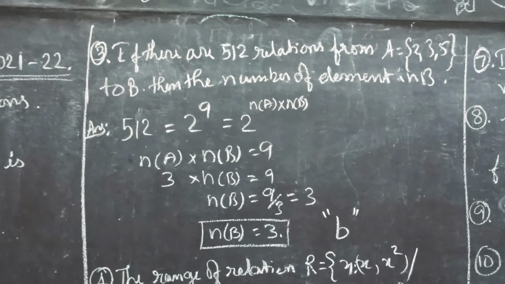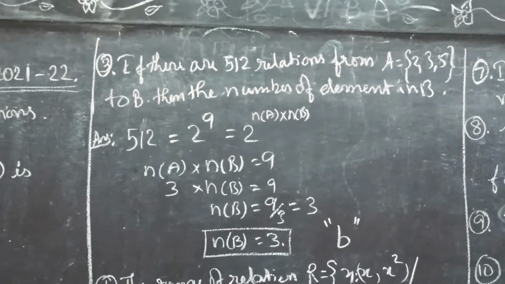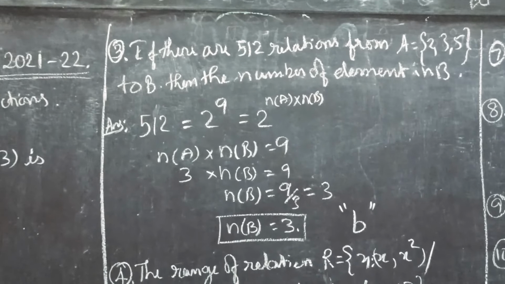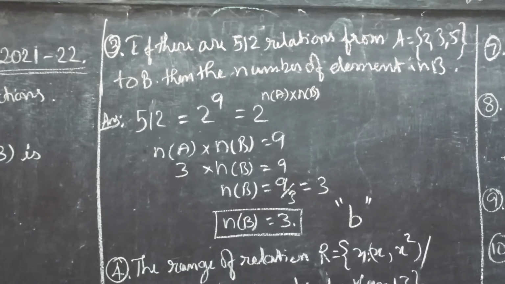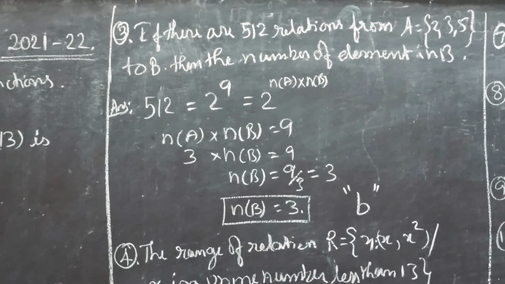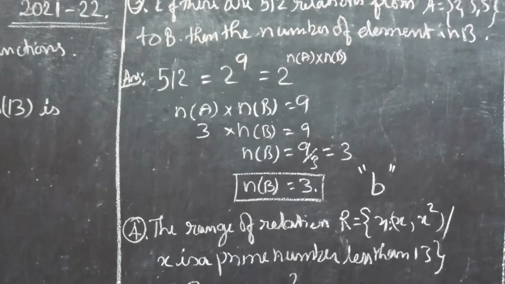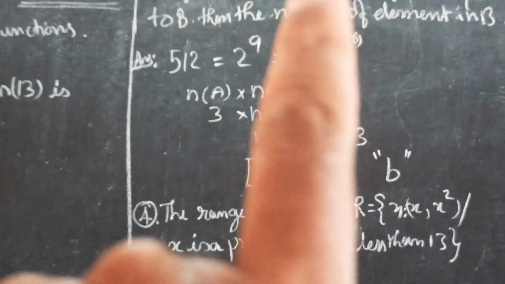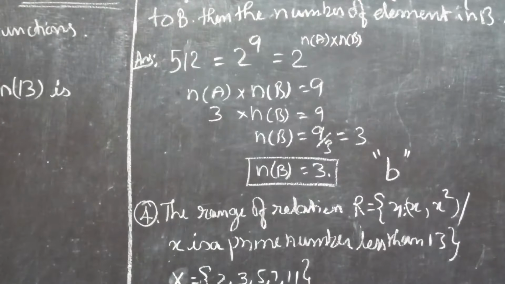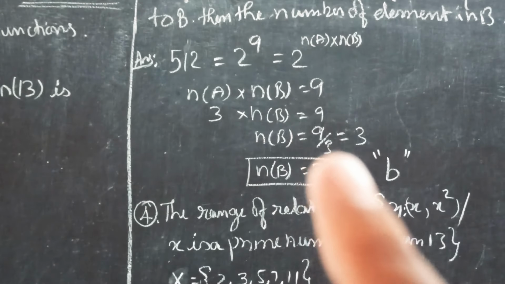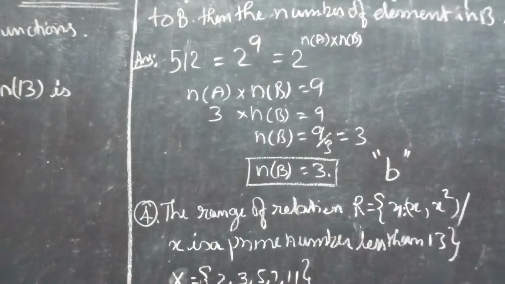Now we are in question number 3. If there are 512 relations from A = {2, 3, 5} to B, then the number of elements in B is? So as we know, the relations are 512, so it becomes 2 power 9. So this becomes 2 power n of A into n of B. So by comparing, we can write n of A into n of B is equal to 9.